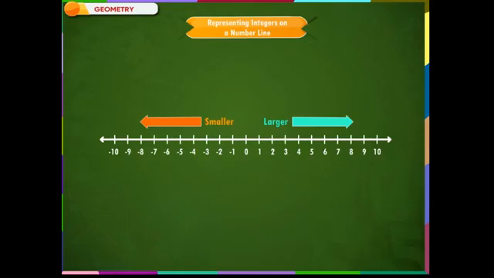Example 1. Draw a number line and mark on it the integer which is 3 more than -1. Solution. Draw a number line. Mark -1. We are asked to mark an integer which is 3 more than -1. We know that the value of integers increases as we move towards right on a number line. So, we move 3 steps from -1 towards right. 1, 2, and 3. We reach at 2. Therefore, 3 more than -1 is 2.